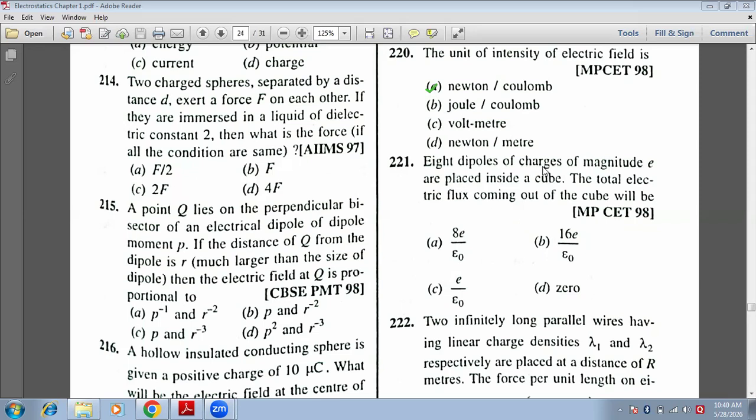8 dipoles of charges of magnitude e are placed inside a cube. The total electric flux coming out of the cube will be: option A 8e upon epsilon naught, option B 16e upon epsilon naught, option C e upon epsilon naught, option D 0. Correct answer, option D, 0.